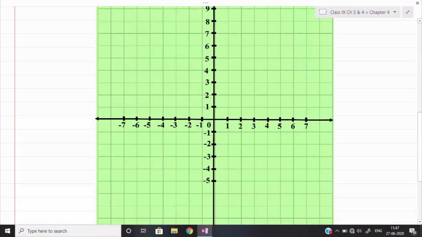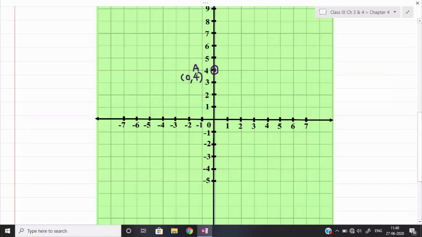Then from 0 only, either I can go up or I can go down. Remember, in the coordinate geometry I have told you this method. Okay, so from 0, now second point is 4. So from 0 I will go in the upward direction, and at 4 I will plot my first point. Okay, so this point I will mark. This point I will say it is my point A, 0, 4.